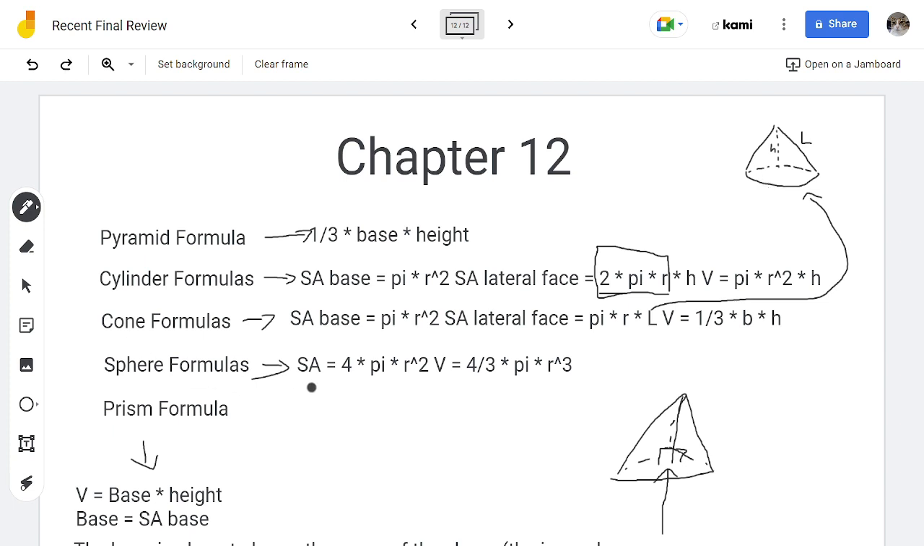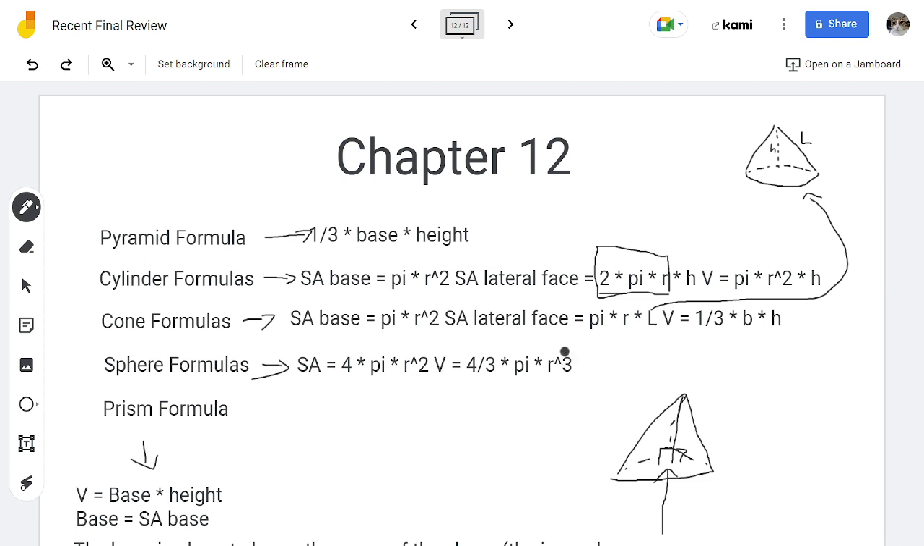Sphere, I don't know. I'm pretty sure you need calculus to prove these, but the surface area of a sphere is 4 times pi r squared, and the volume is 4/3 pi r cubed. Never forget this cubed as well.